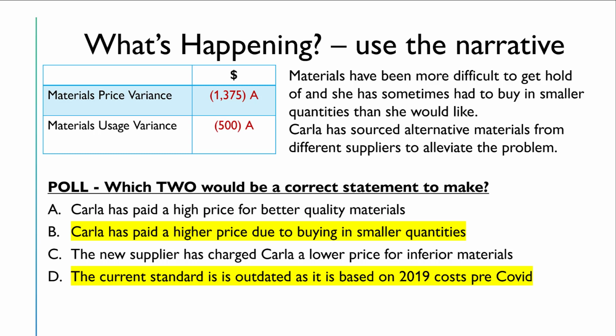It's not A and it's not C. She's not got better quality materials. She's got an adverse usage variance. And the new supplier has not charged a lower price because we've got a high price variance. Hopefully you got those correct.